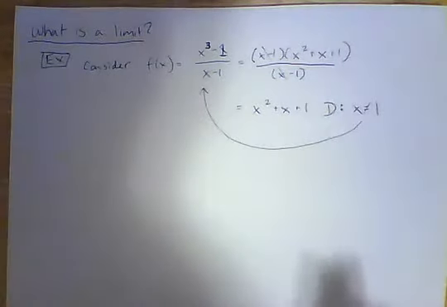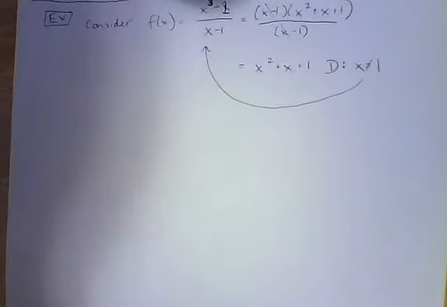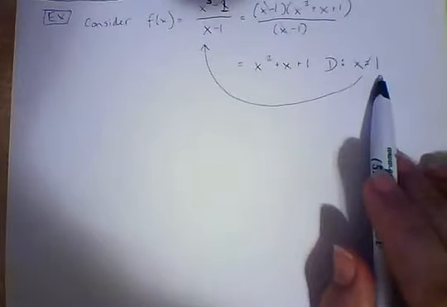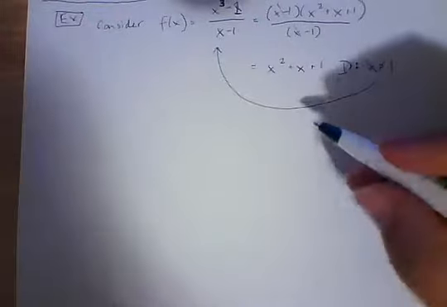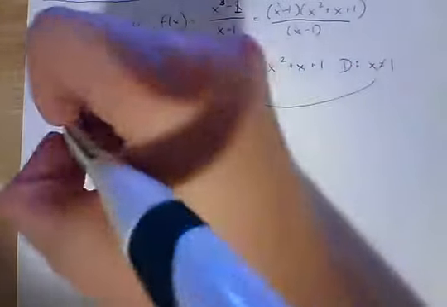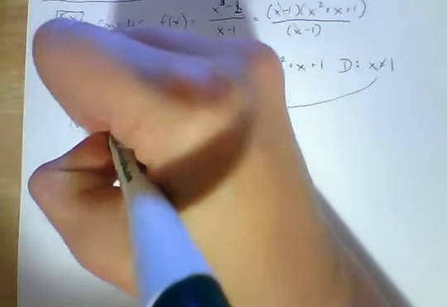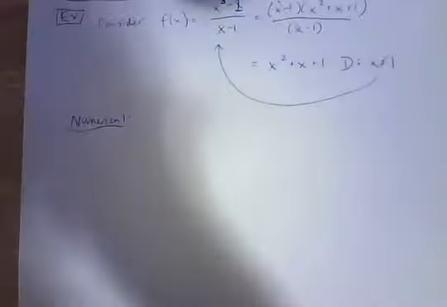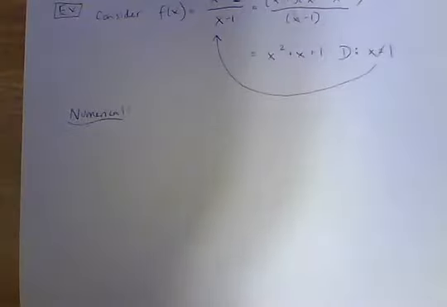Here's where it ties in to calculus. We want to understand what this graph is going to look like now that we understand that x can't equal 1 even though we have this parabola. So the first approach we're going to take is called numerical. And the numerical approach is really just using the table function in your calculator. So let's do that.